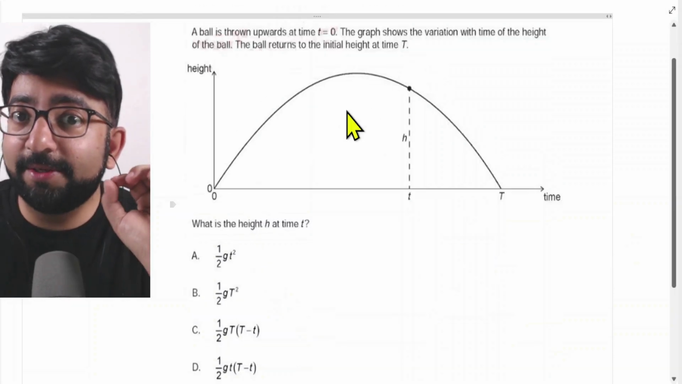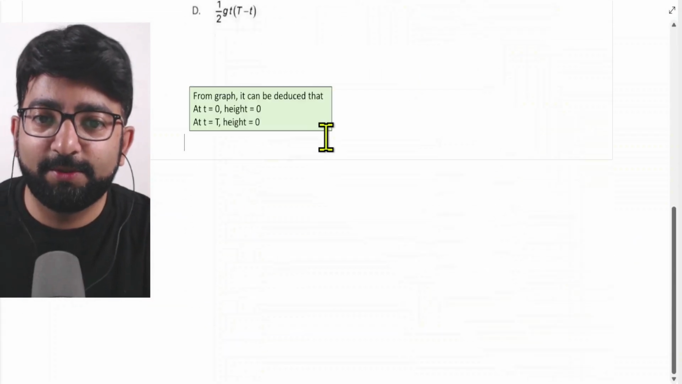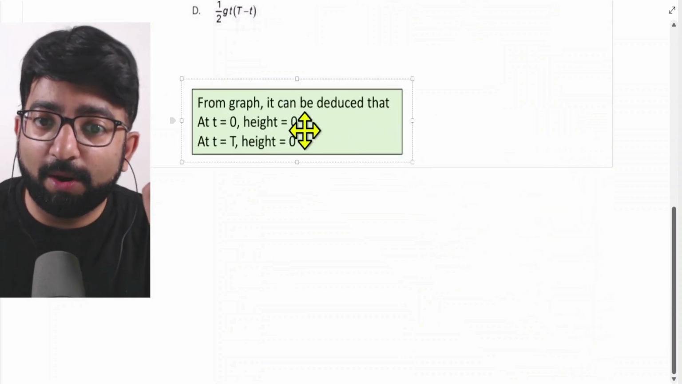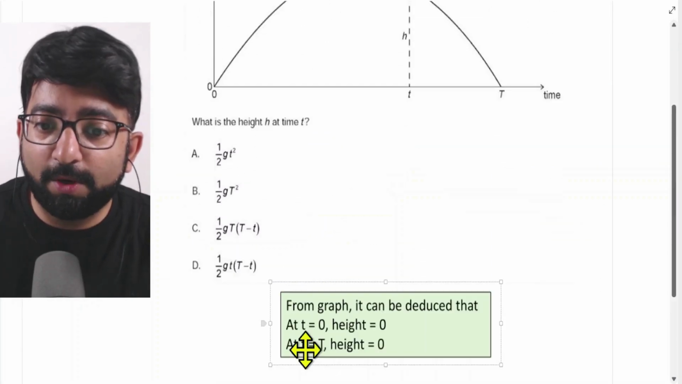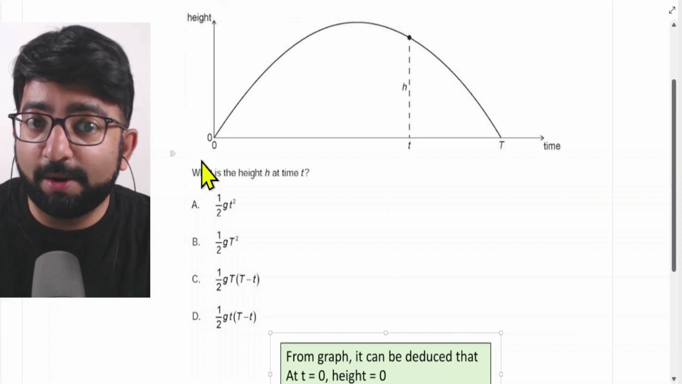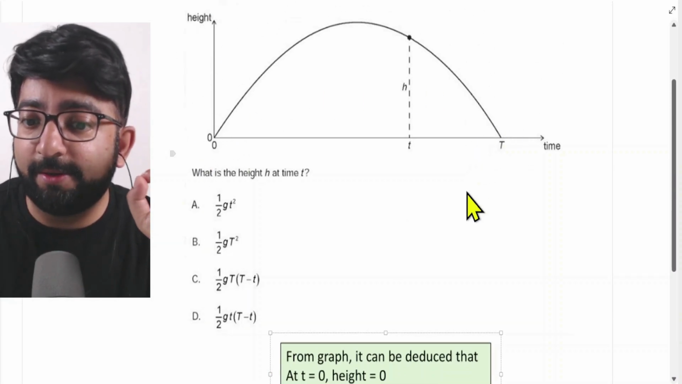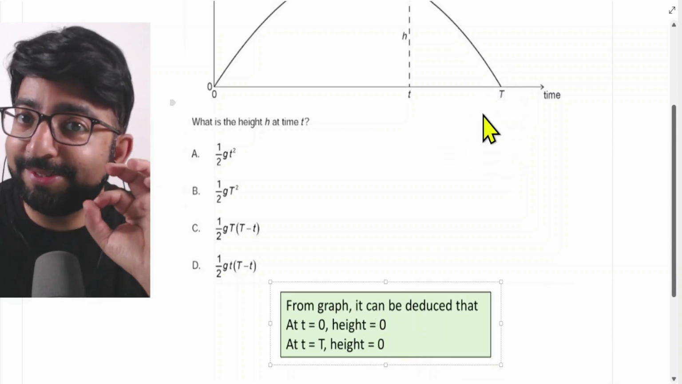Now, if you analyze this graph carefully, let me just write it here. From the graph, it can be deduced: if you observe at time t equal to 0, which is the starting stage, the height of the ball is 0, and also at capital T, the height is 0. Now, what is this capital T?